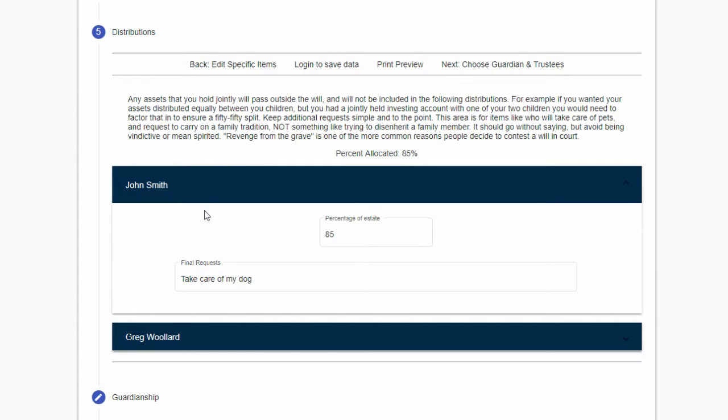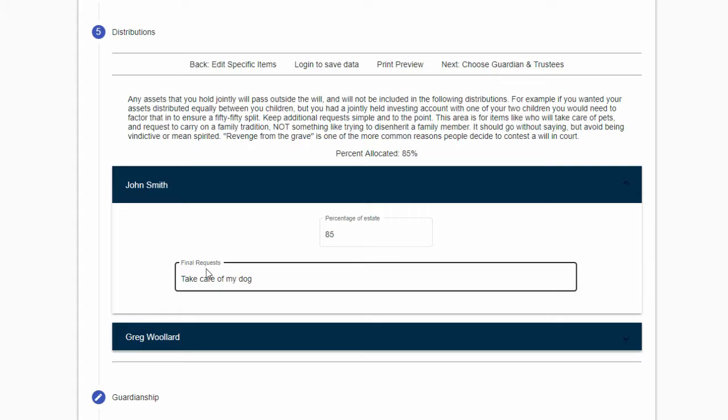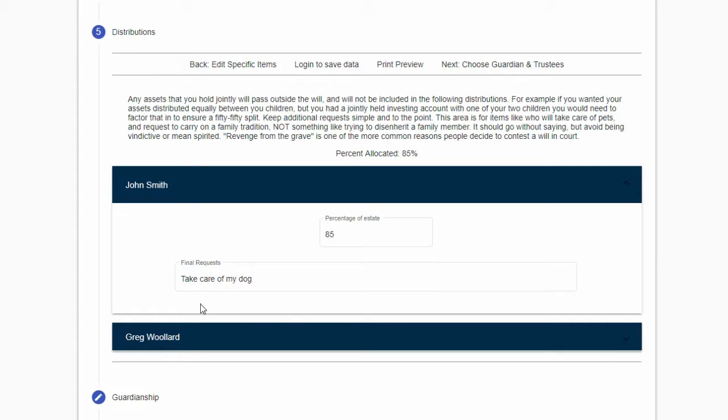Keep that in mind. The final request area is a great way if you want to do things like, who do you want to take care of your pets when you pass away? Do you have any last words that you want to give to your family members? Any advice? Anything like that? That's where you want to put this. Don't do any asset allocation in final request. There are specific areas for that. This is just for, who do you want to take care of pets? Anything that you want to put there is sort of last words to the individual beneficiary.